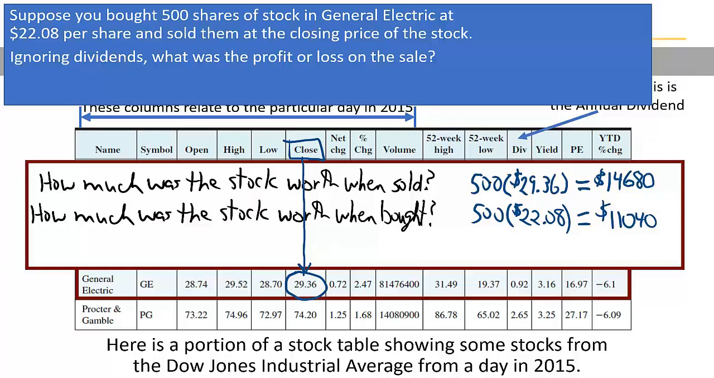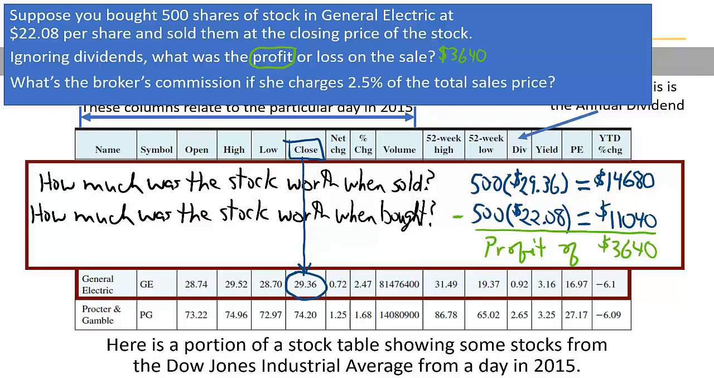$14,680. So you bought the stock for $11,040. You sold it for $14,680. The difference, since it's positive, it's a profit of $3,640. Had it come out negative, that would have been a loss. So if you bought 500 shares of stock in GE at $22.08 per share and then sold them on this closing date at $29.36 per share, you would have made a profit of $3,640. And it would be profit because that's a positive value. Had it come out negative, it would have been a loss.